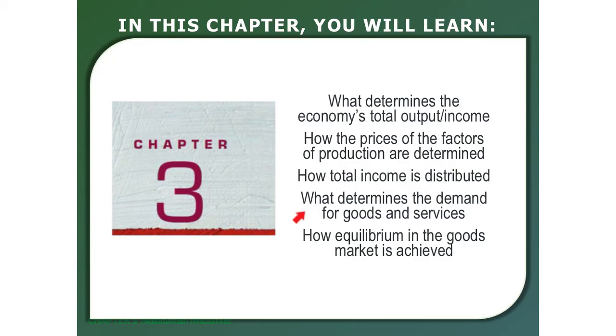We're going to talk about the demand side of the economy, which is the demand for the final goods and services that businesses produce. And then how all of these markets work in conjunction, and we end up with what we call a general equilibrium. General equilibrium is when all markets in an economy are simultaneously in equilibrium.